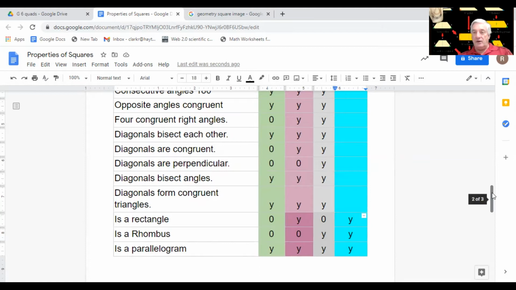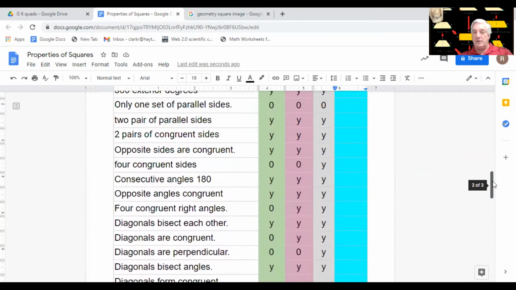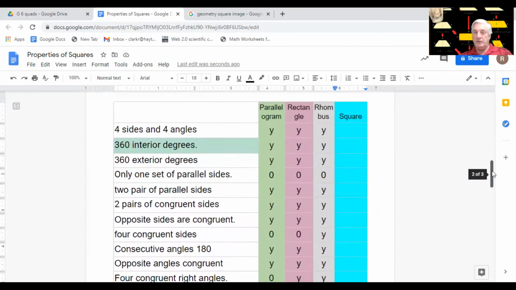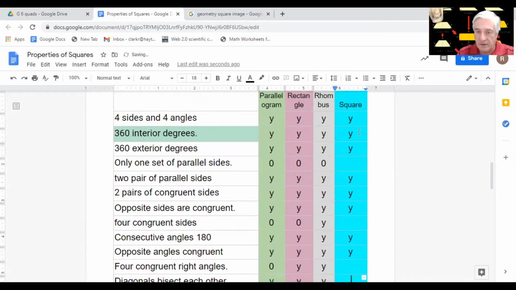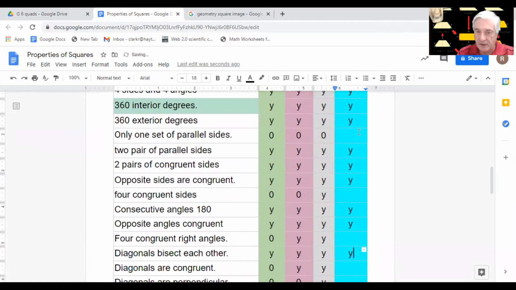So now in the parallelogram column, which is the green one, a square has every single Y that's in the green column, bring it over to the blue. And I'm going to do it, and then I'll wait for you to get caught up. Every single place that there's a Y in the green, the Y goes to the blue. One Y will be fine. I don't need two. Now, if there's a zero, just leave it blank for now. But if there's a Y, bring it over.